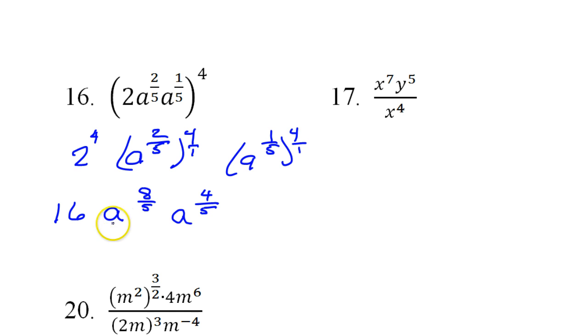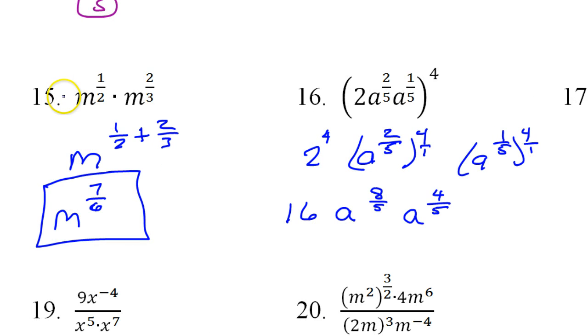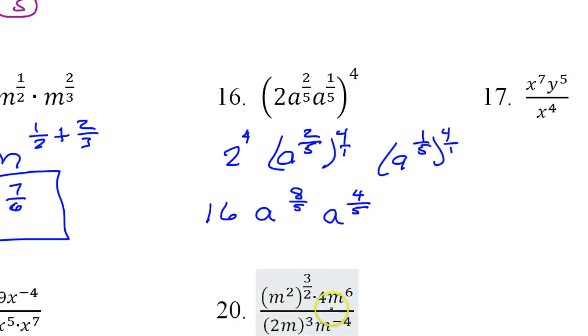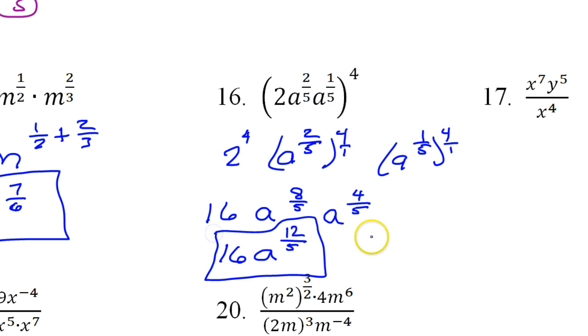But we can't stop here. Just like on the previous problem, when we had m and m, we had to add those powers. So it's going to be the same thing here. So I'm going to have 16, and then I'm going to have a, but I have to add 8/5 plus 4/5. Since the denominators are the same, we can do this in our head for sure and just add the numerators. So 8 plus 4 is 12. So this will be 12/5. Okay, so that's it. That will be the answer to number 16.